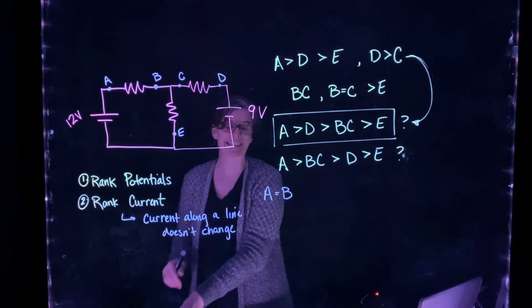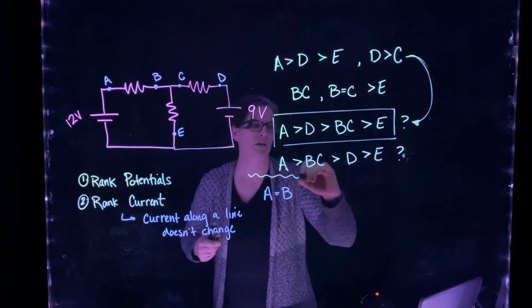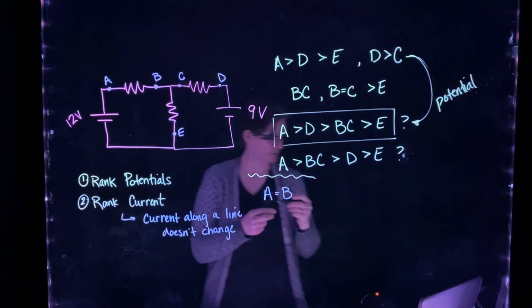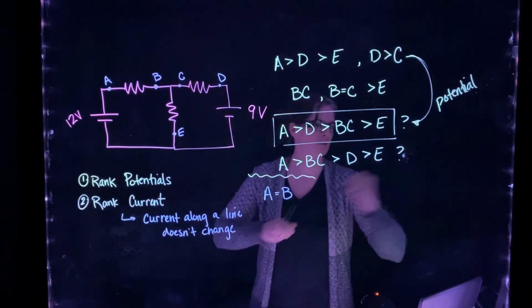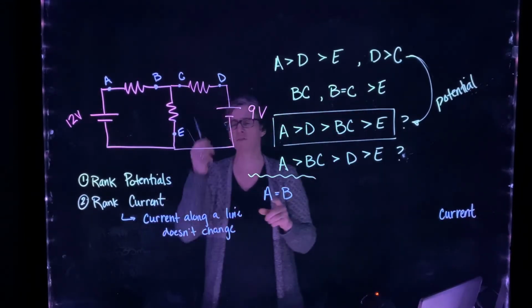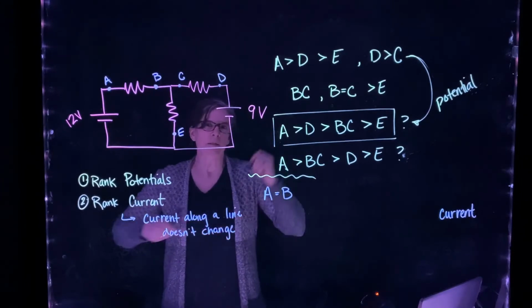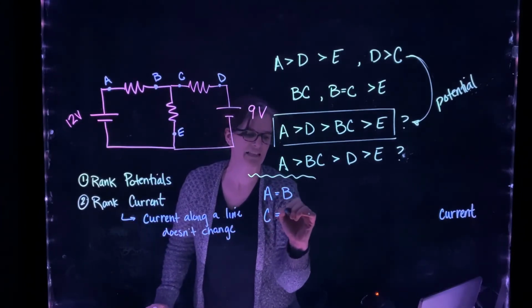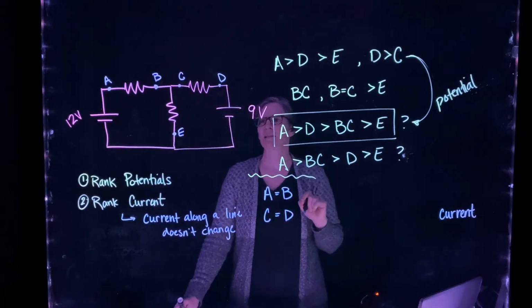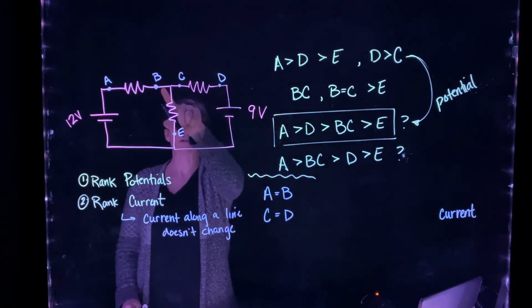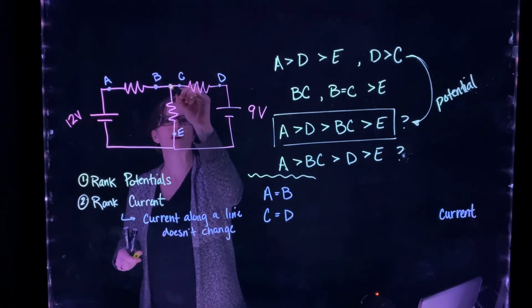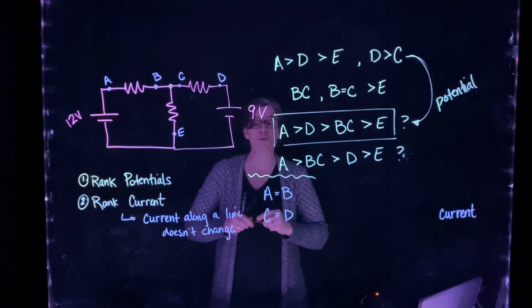Let's just make this clear in case you pop back to this video. This is potential here in green, and we're going to use the blue for our current discussion. All right. So we know A has to equal B. We also know that C has to equal D because they too are along a common line. All right, well, what happens between B and C? Between B and C, we notice there is this junction.